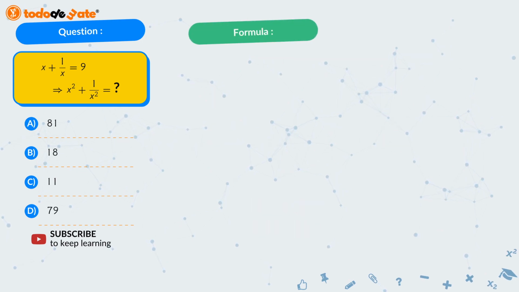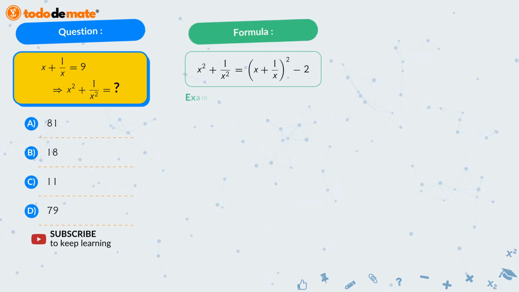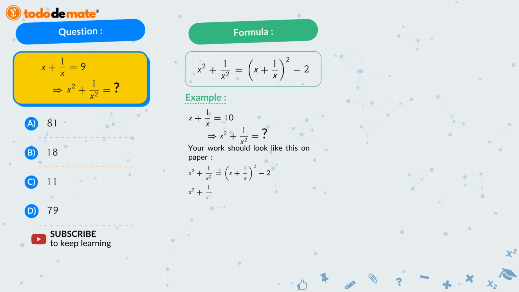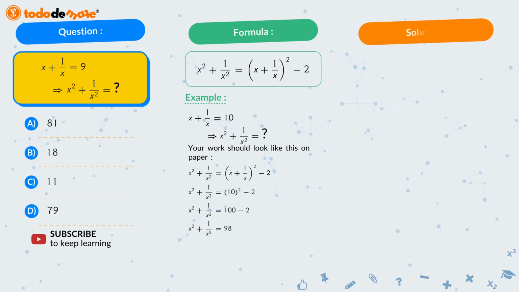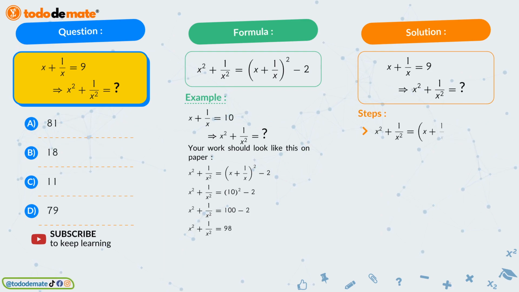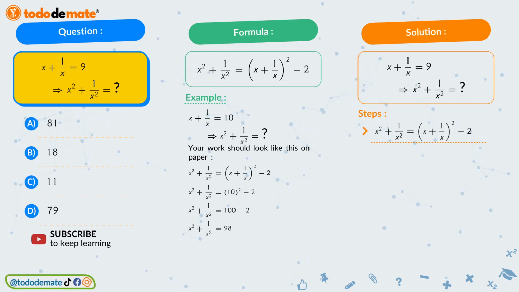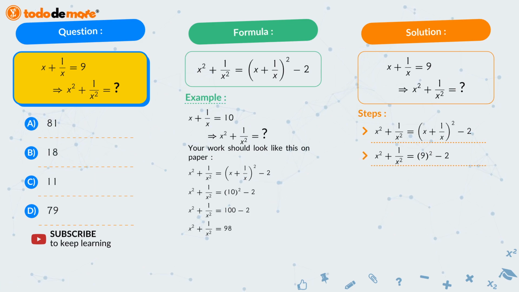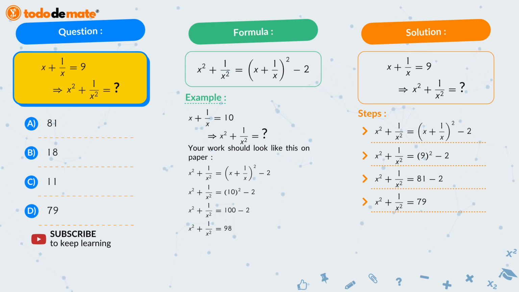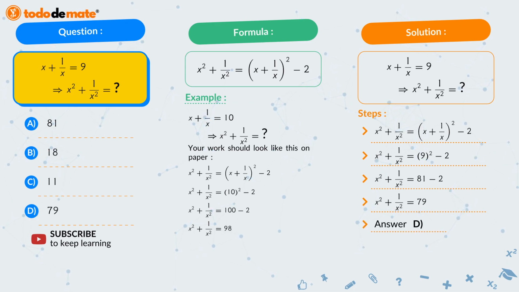Look at the formula. Let's see the next example. We will study the solution step by step. First step. Second step. Third step. Fourth step. Therefore, the correct answer is the option D.